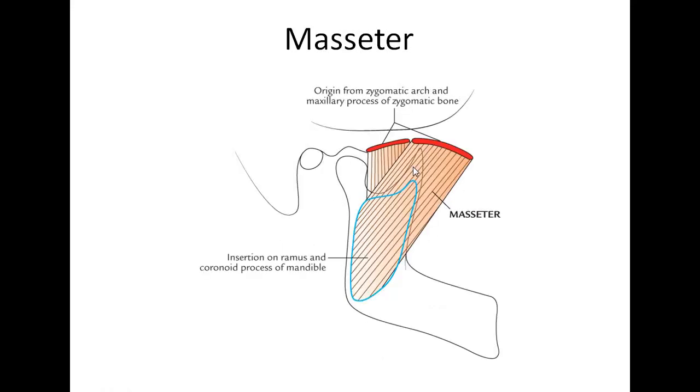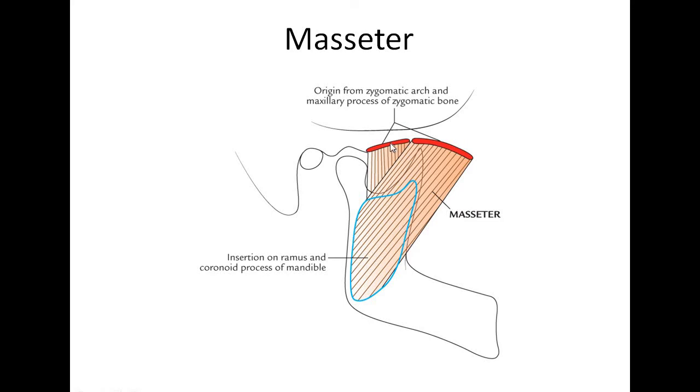The next muscle is the masseter muscle. It has three layers: superficial layer, middle layer, and the deep layer. The superficial layer originates from the maxillary process of the zygomatic bone and from the anterior two-thirds of the lower border of the zygomatic arch. The direction of the fibers is downward and laterally at an angle of 45 degrees to get inserted at the lateral surface of the ramus of the mandible.